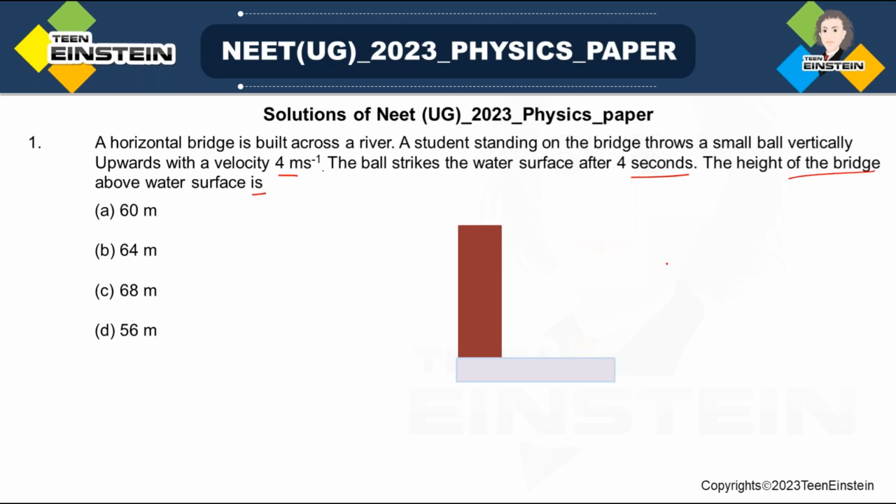So the question is, suppose you have a river like this. Water is flowing like this, and on top of that, a bridge is made. Suppose this is the bridge above the water. Suppose this is the water level, and you have got a certain height over the water level.